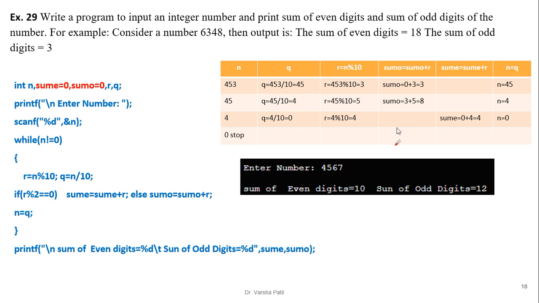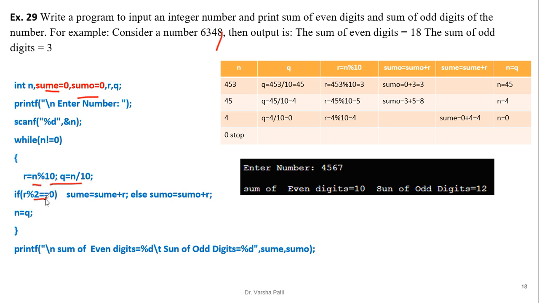Now for this you try to understand what we require to do. We require to separate out the digits. If that digit is odd, then we add to odd. If that digit is even, we add to even. So two variables, sum of even and sum of odd. They are initialized to 0. We separate out quotient and remainder.